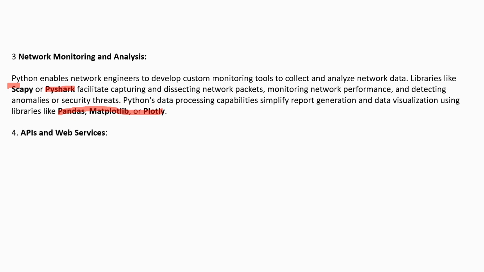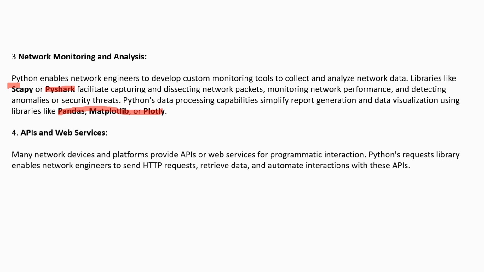Fourth is APIs and web services. Many network devices and platforms provide APIs or web services for programmatic interaction. Python's requests library enables network engineers to send HTTP requests, retrieve data, and automate interaction with these APIs. Okay, normally in the cloud that we do, or there are certain load balancers which are virtual, so we can use the API and web services of those devices.